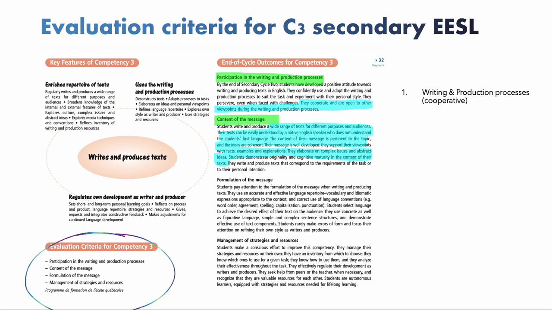Okay, so the students in Enriched are now, because they're stronger and more able to use the language, more familiar, they're intermediate or advanced. They write a wide range of texts for different purposes and audiences. Okay, all of these texts can be easily understood by a native English speaker who doesn't understand the first language of the students. The content of the message is pertinent, the ideas are coherent, the message is well developed, they support their viewpoint with facts, examples, and explanations, and they elaborate on complex issues and abstract ideas. They demonstrate originality and cognitive maturity.